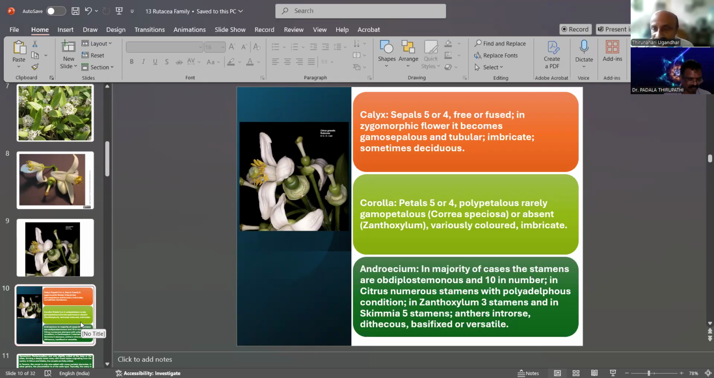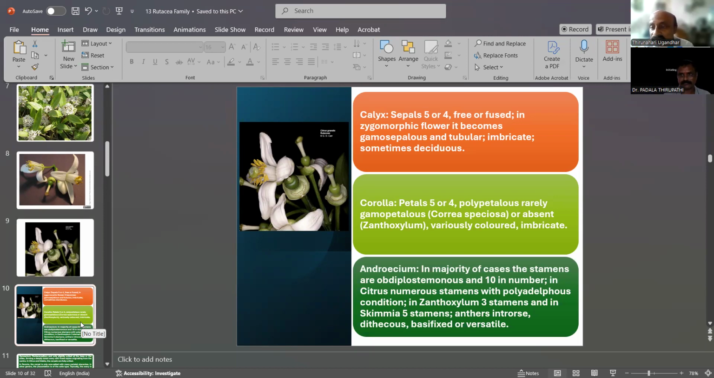Then corolla means the petals. The petals are beneath the sepals. There are 4 or 5 petals. The petals are polypetalous. Then there are also gamosepalous or gamopetalous species.